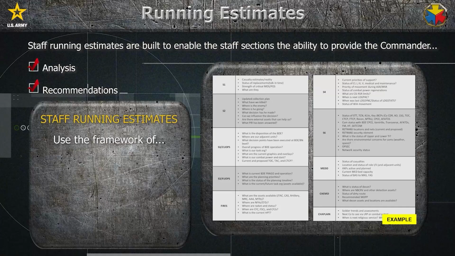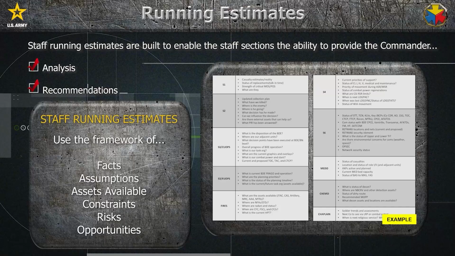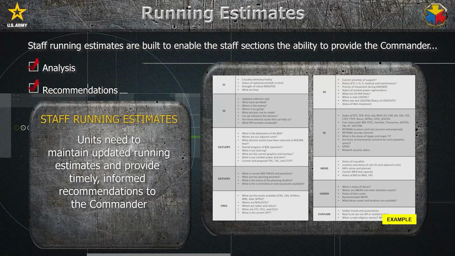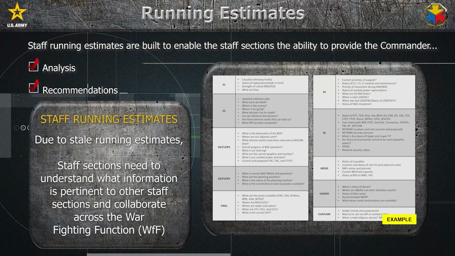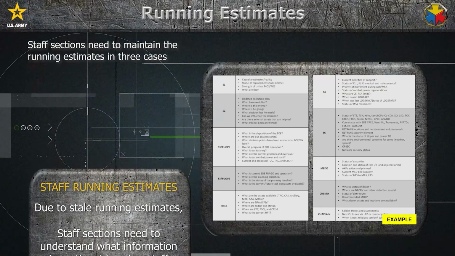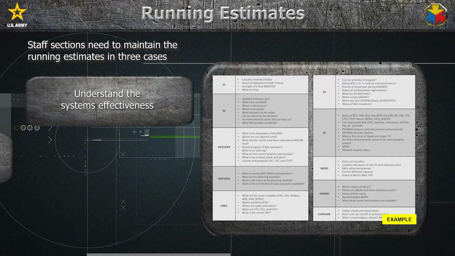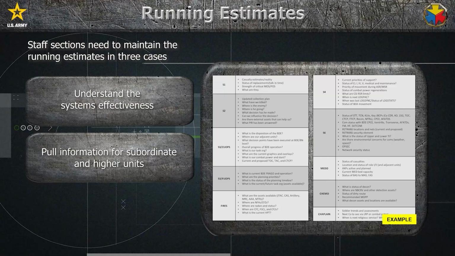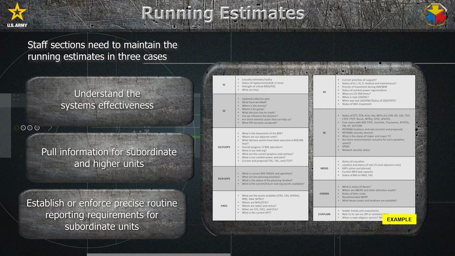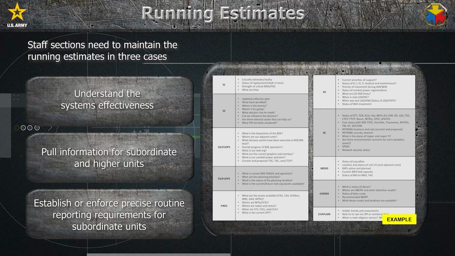Running estimates use the framework of facts, assumptions, assets available, constraints, risks, and opportunities. Units need to maintain updated running estimates and provide timely, informed recommendations to the commander. Due to stale running estimates, staff sections need to understand what information is pertinent to other staff sections and collaborate across the warfighting functions. Staff sections need to maintain the running estimates in 3 cases: understand the system's effectiveness, pull information for subordinate and higher units, or establish or enforce precise routine reporting requirements for subordinate units.